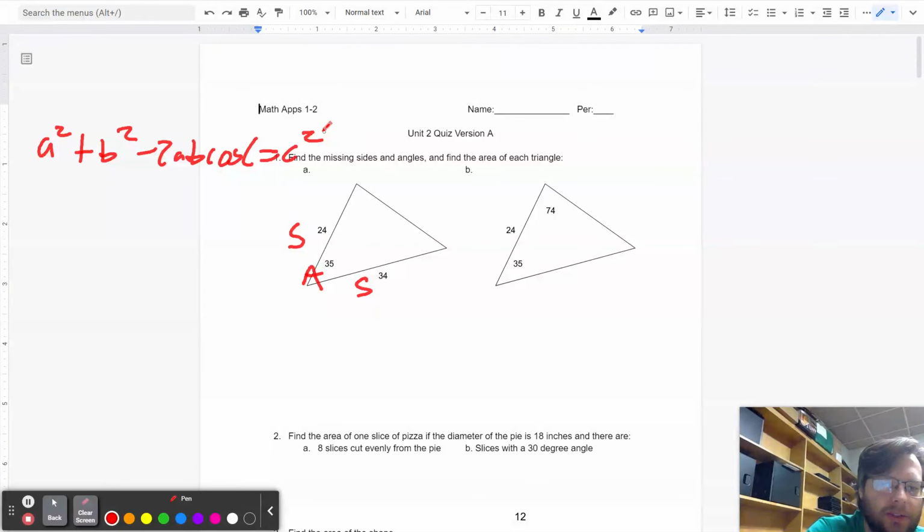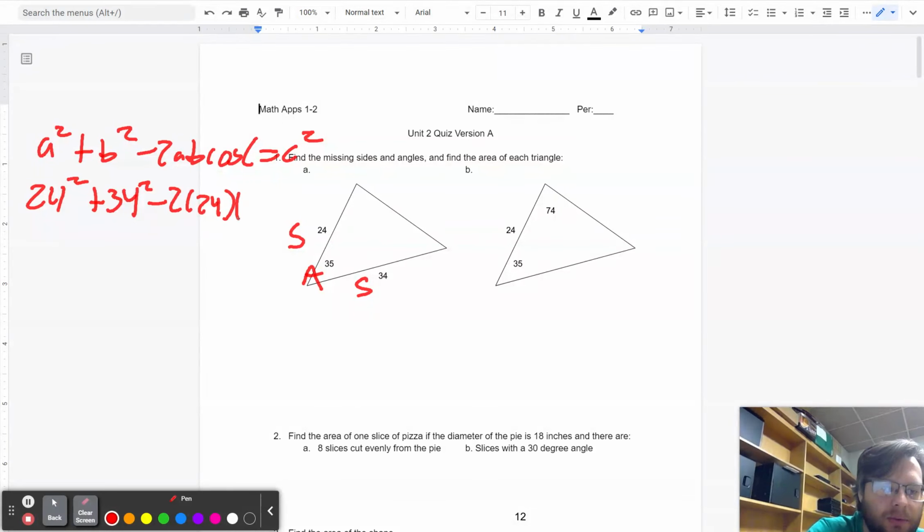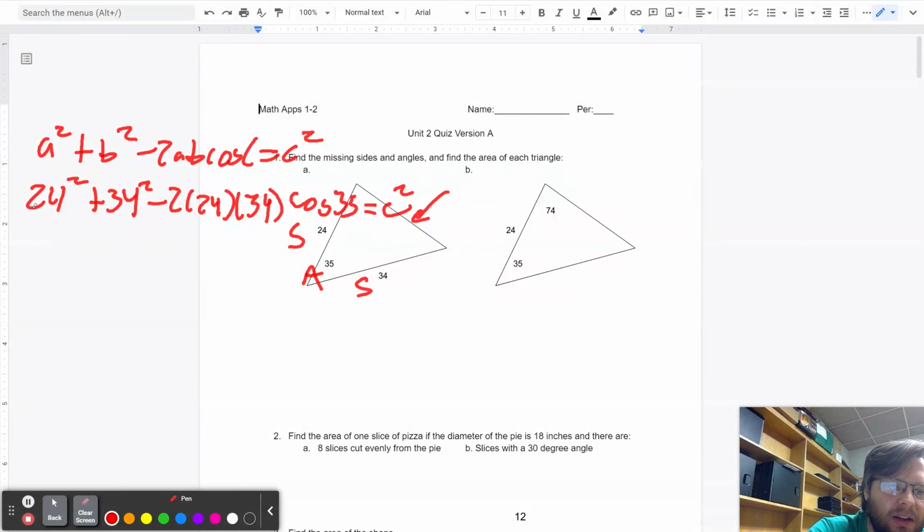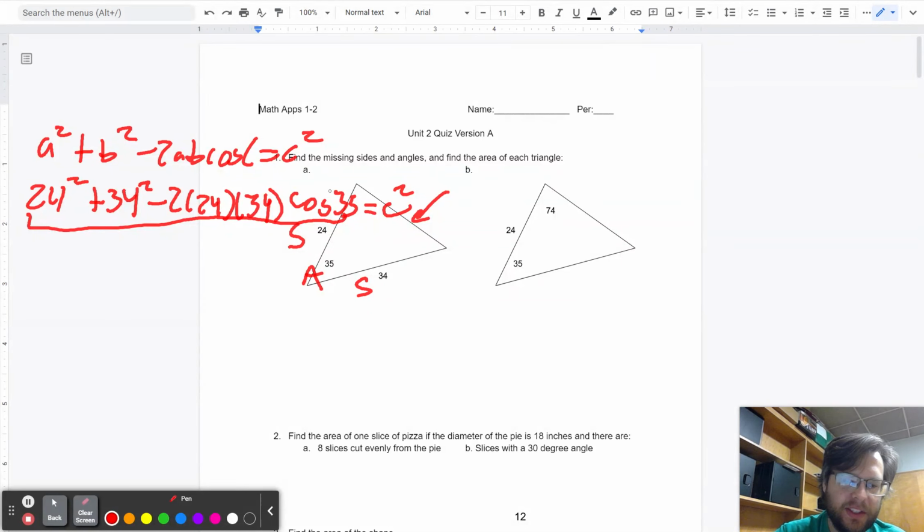And so if I use the numbers that are given in the problem, I have 24 squared plus 34 squared minus 2 times 24 times 34 times cosine of the angle in between them equals c squared. And so the letter C is going to be this side length right there. Everything on the left side of the equation I can just type in. So I'm just grabbing my calculator, typing everything in, and just use parentheses how I wrote them. Make sure your calculator is in degrees, and everything should come out okay.